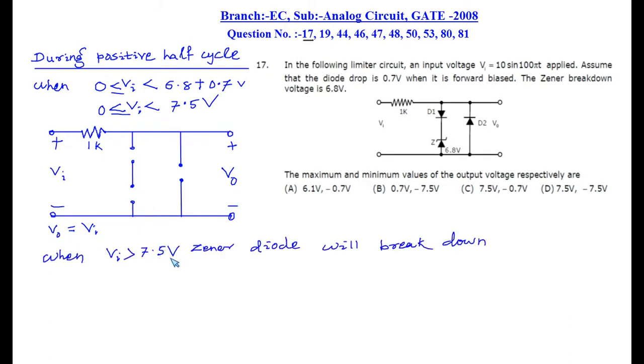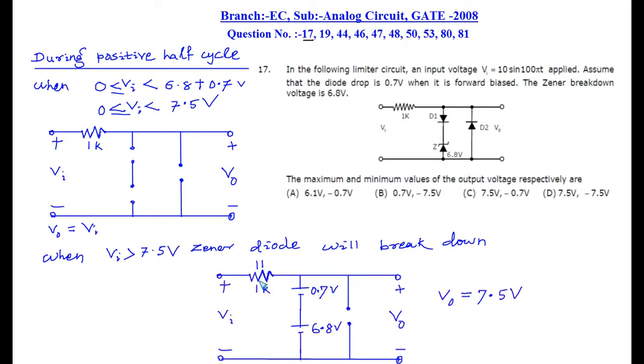Next, when the input voltage is greater than 7.5 volt, and it can go up to a maximum of 10 volt, the Zener diode will enter the breakdown region and D1 will also be forward biased. If we redraw the circuit, the diode is replaced with a 0.7 volt battery and the Zener diode is replaced with a 6.8 volt battery. So the output voltage will be fixed at 7.5 volt.